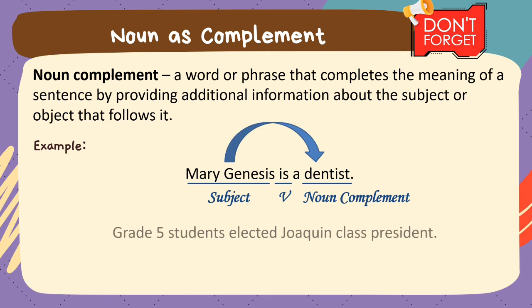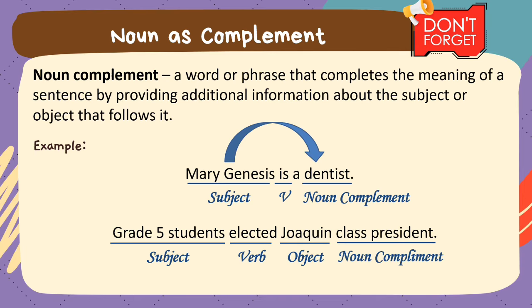Let's have another example. Grade 5 students elected Joaquin class president. Here we have grade 5 students as our subject, and then the verb elected, Joaquin as our object, and class president as the noun complement for Joaquin.